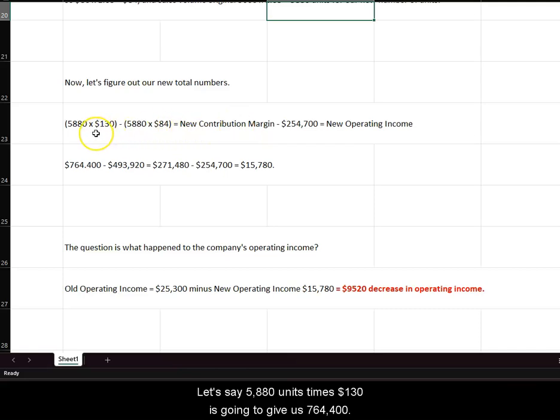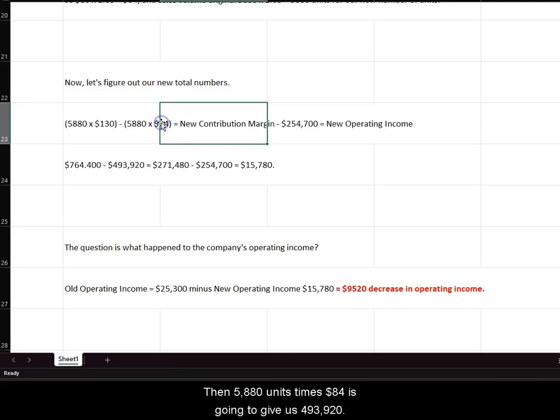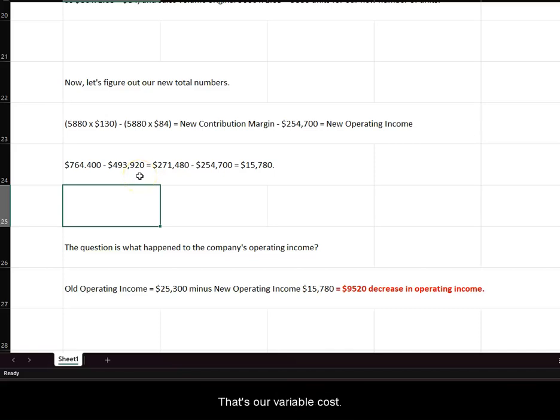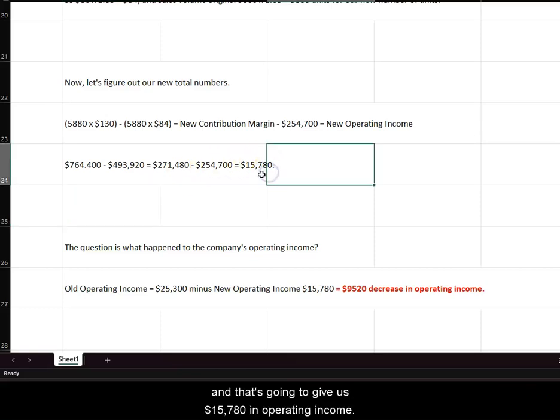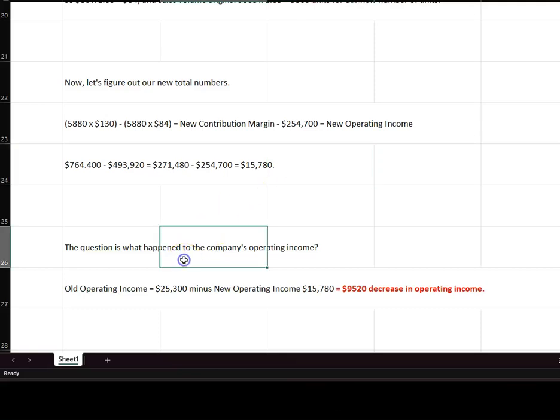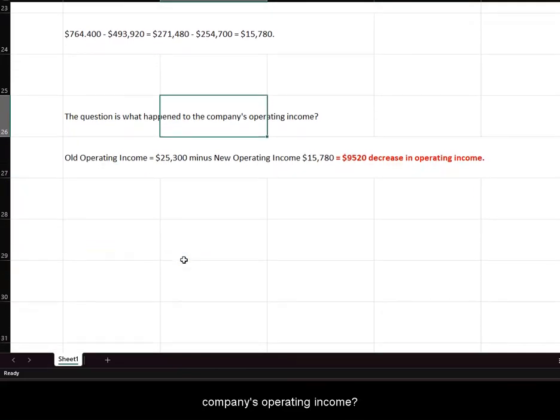Let's say 5,880 units times $130 is going to give us 764,400. Then 5,880 units times $84 is going to give us 493,920. That's our variable costs. Then we're going to get a new contribution margin of 271,480. We're going to subtract our fixed costs, and that's going to give us $15,780 in operating income.